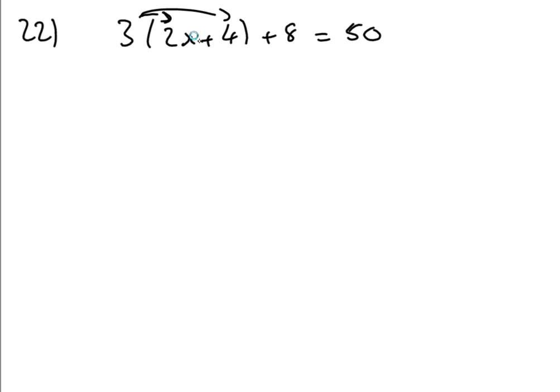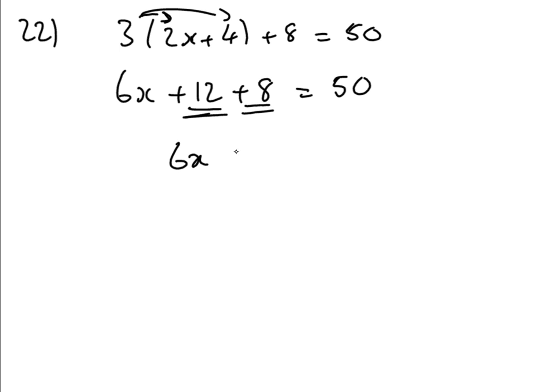Question 22. We've got 3 and then bracket 2x plus 4 and then plus 8 equals 50. So if we times out this bracket first, so it means 3 times by the whole of that bracket there. So we've got 3 times 2x, which is 6 lots of x, 3 times by 4, which is 12, and then we add our 8 because we've done nothing with that, equals 50. Now these two are number terms, so we can put them together. So 12 plus 8 is 20.